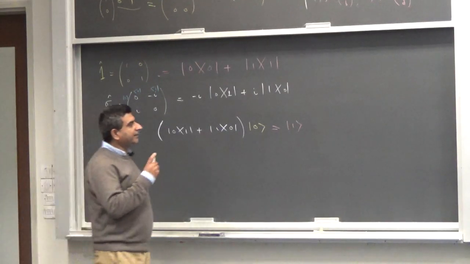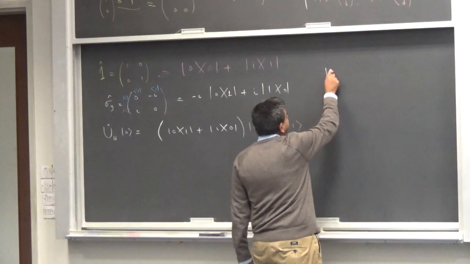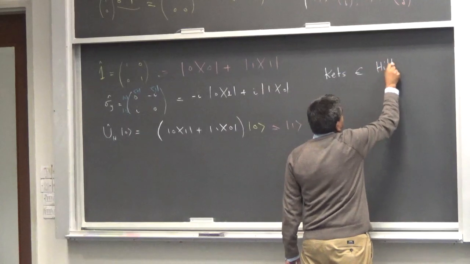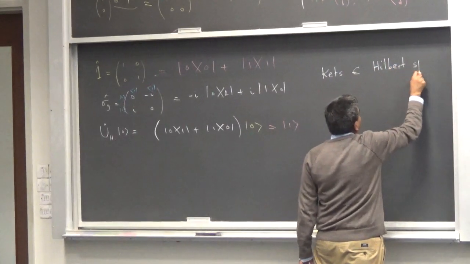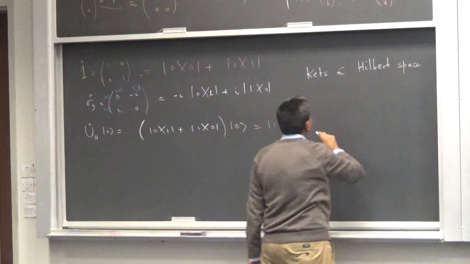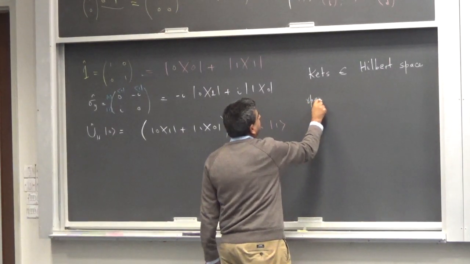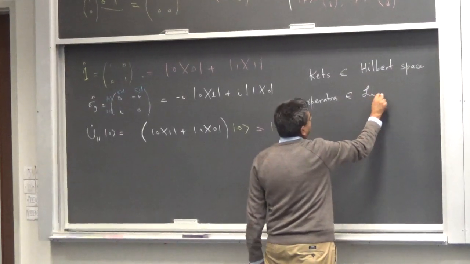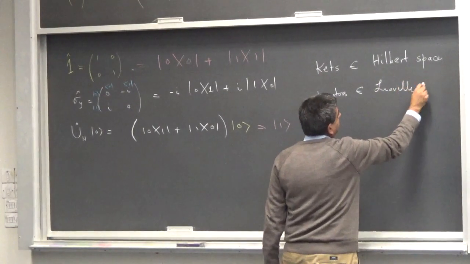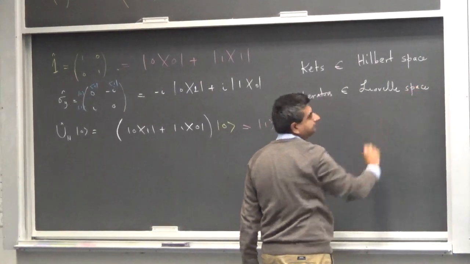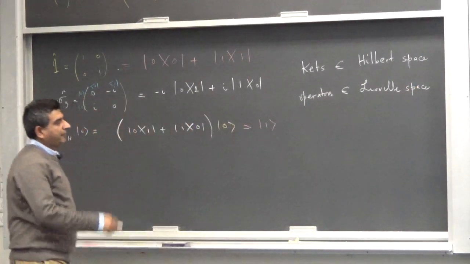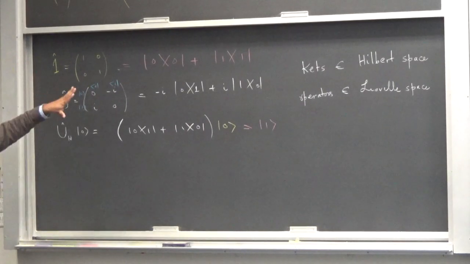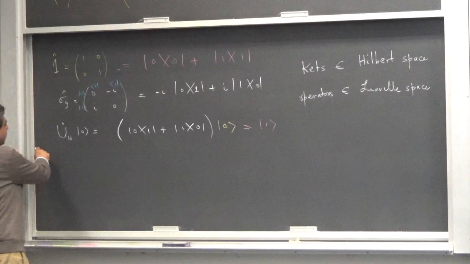Okay? So if you come across this word, kets live inside a space which is called the Hilbert space, and the operators live inside a space which is called the Liouville space. So if you come across these terms, this is what this really means. So now we have an inner product and we have an outer product. Now let's do the following.